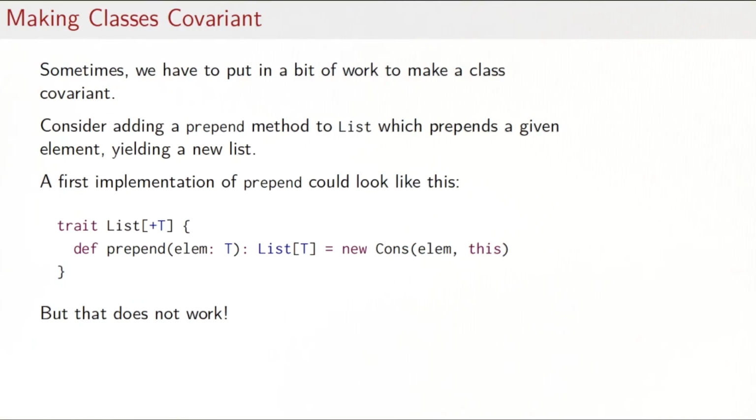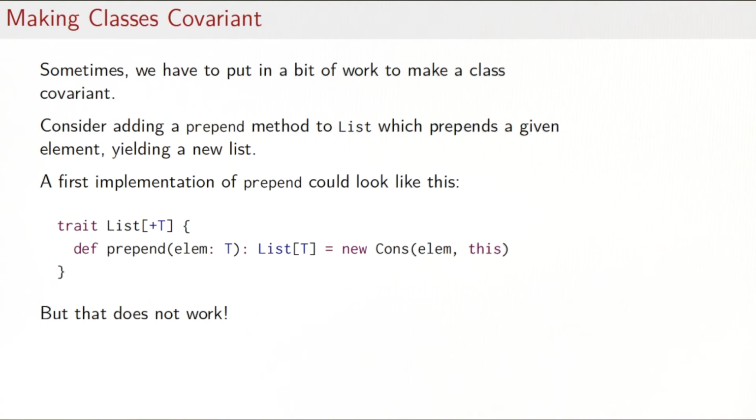To complete this session, which was quite a bit harder than previous sessions, I want to introduce one more thing. Sometimes we actually have to put in a bit of work to make a class covariant. To see an example, let's say we want to add a method prepend to our List class, which prepends a given element and yields a new list. So prepend would be defined like this. It would say, take an element of type T, the element type of the list, give me back a List[T]. And it would have the obvious implementation. It would create a new Cons cell with the given element, followed by the current list itself.